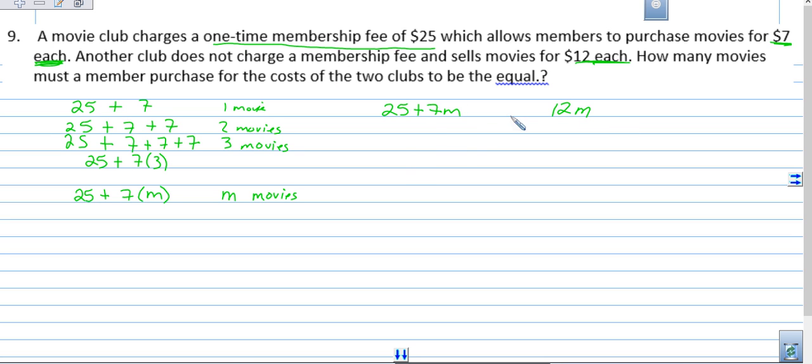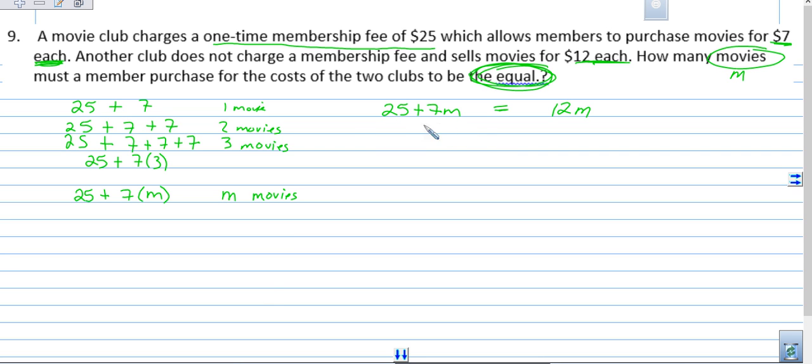And what do we want to know about these two things? We want to know how many movies. Well, I said down here for m movies, so that's our m. Must a member purchase for the cost of the two clubs to be equal? We want to know when this will equal this. So I'm just going to slap an equal sign in there. And now we have an equation that we need to solve.